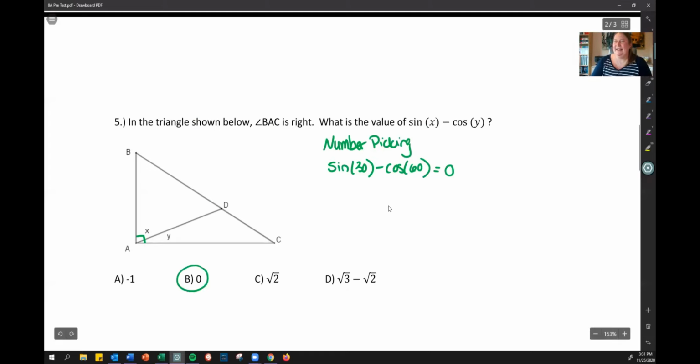I don't know, do you trust it? Do you think that was a little magical? I mean, I just kind of picked 30 and 60 out of thin air. That's how number picking works. What if I had picked something different? So let's try it. Let's pick something different and make sure that we feel good about this answer.